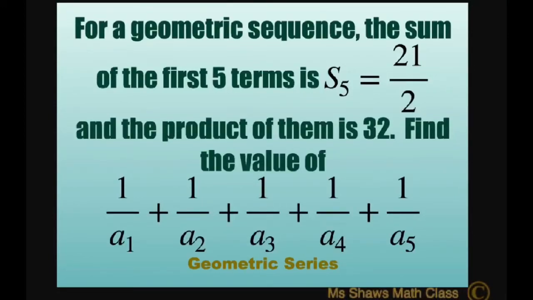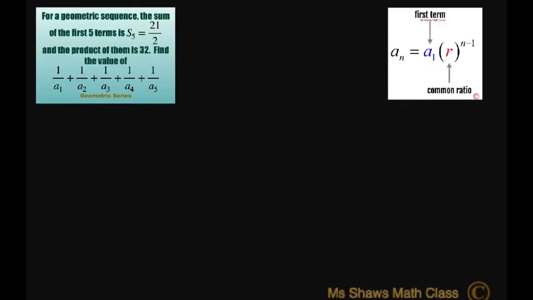21. For a geometric sequence, the sum of the first 5 terms is 21 divided by 2, and the product of the first 5 terms is 32. So we're going to find the value of the sum of the reciprocals of this sequence. All right, so basically let's write this out.